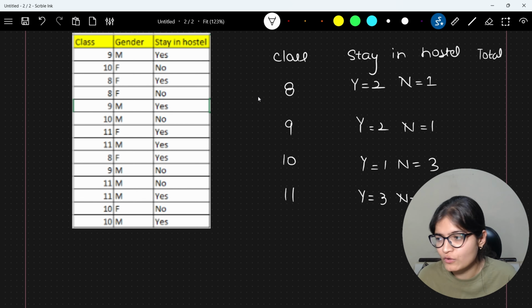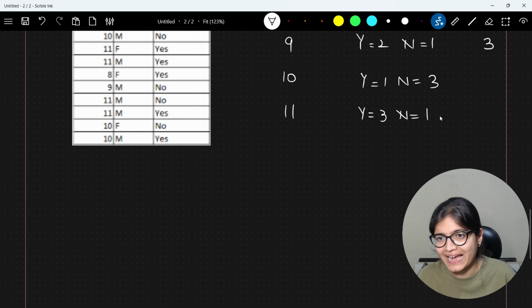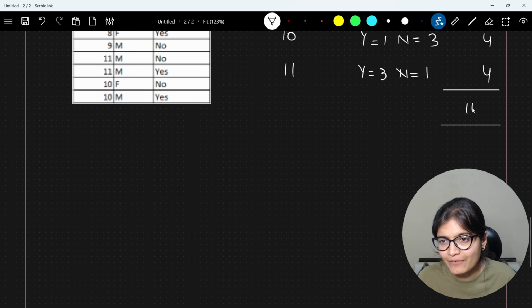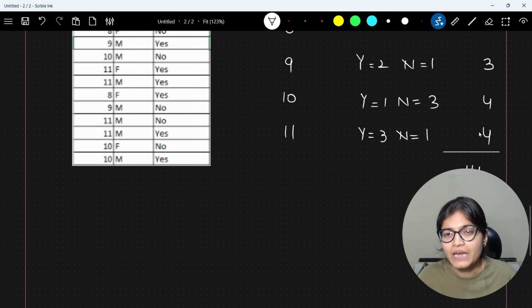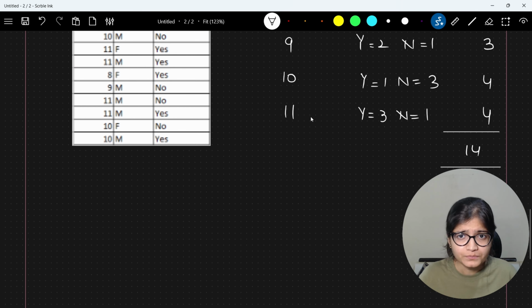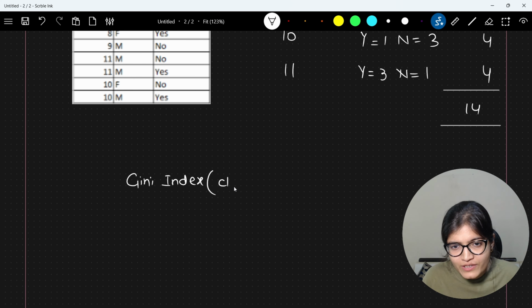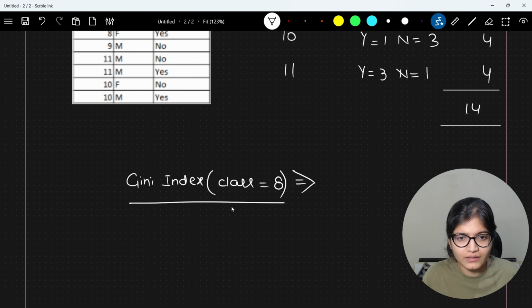Total number of records: in class 8, I have 3 records. In class 9, I have 3 records. In class 10, I have 4 records. In class 11, I have 4 records. So in total, 4 plus 4 is 8, plus 3 is 11, plus 3 is 14. I will have 14 records. Now, what is the Gini index for class equals 8? Because here we are trying to do the calculation for the class feature.